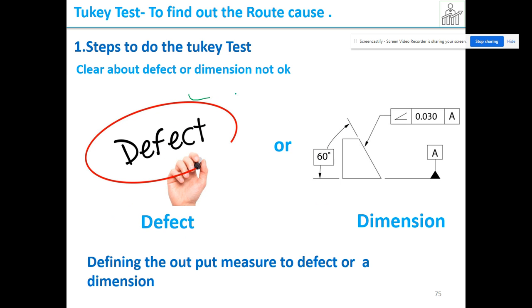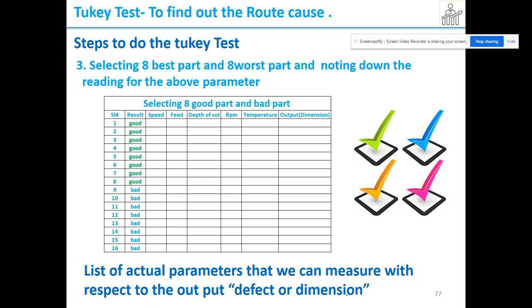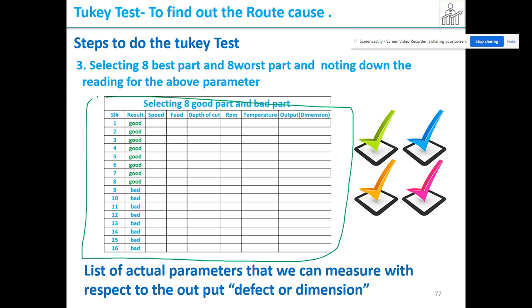So first, is it defect or dimension? We are very clear, and we shall note down the parameters, like in this case speed, spindle RPM, depth of cut, feed. We shall note down the parameters for 8 good and 8 bad parts. After that, you have to make an Excel sheet like this, and you have to type it as 8 good, and then again at the bottom 8 bad.